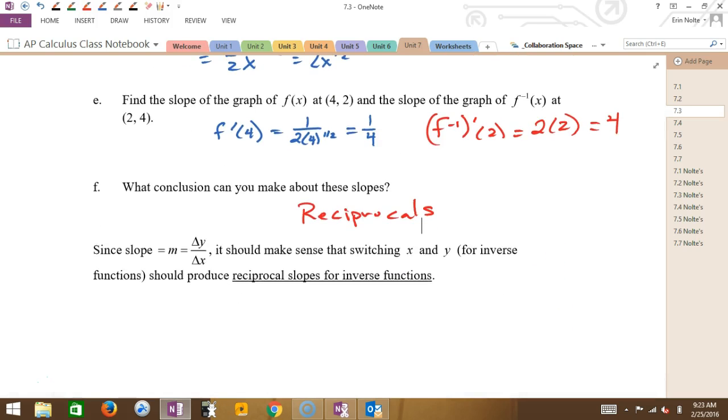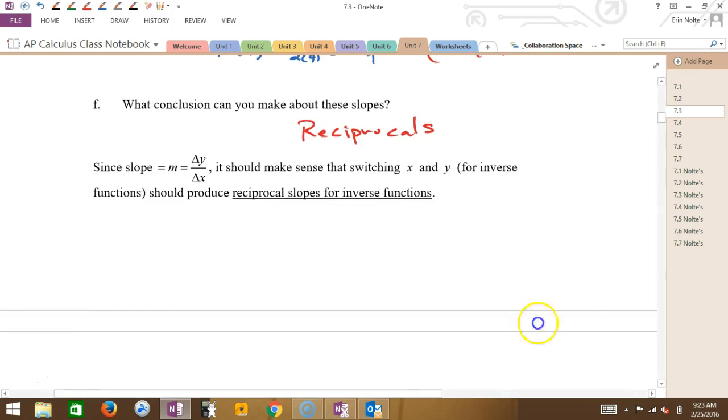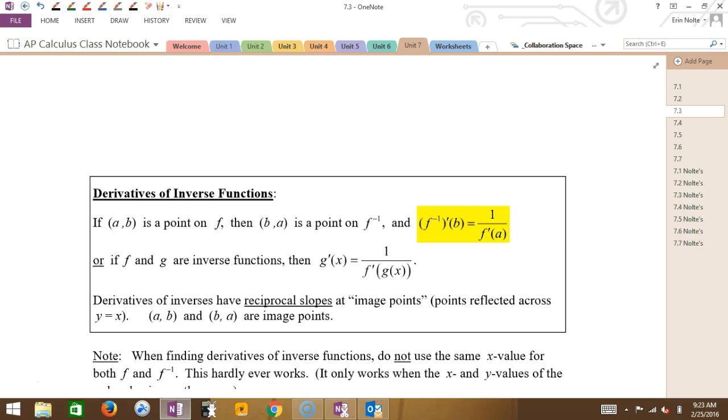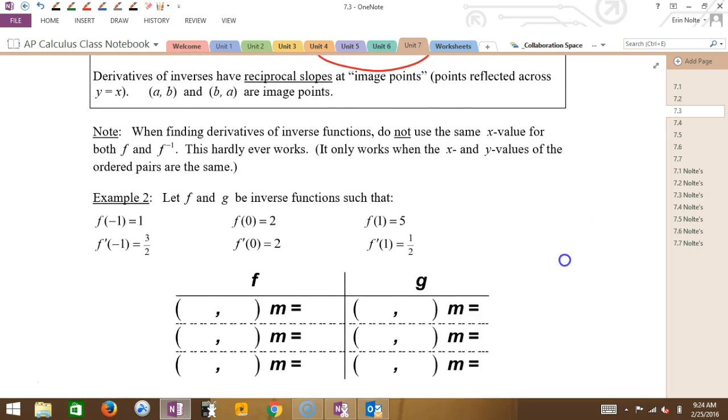Okay, so therein lies our first big, gigantic idea. I actually like this one better. Basically what you need to realize is that those slopes are reciprocals, so that allows us to figure things out without actually having to find the derivative of your inverse function. It allows you to take a shortcut.